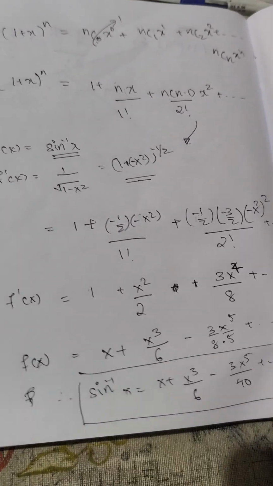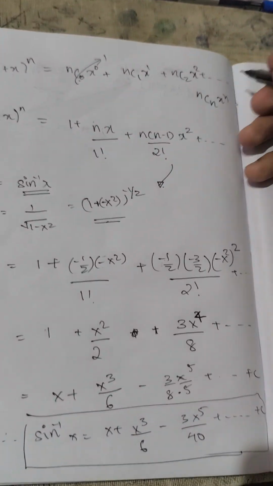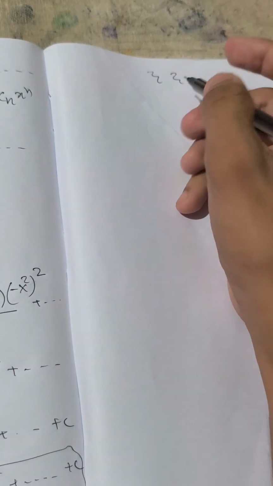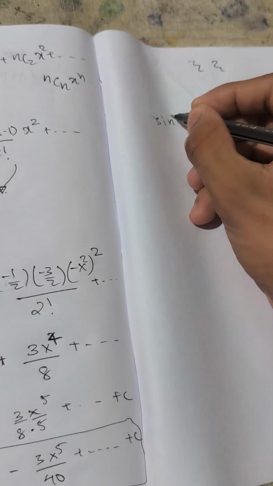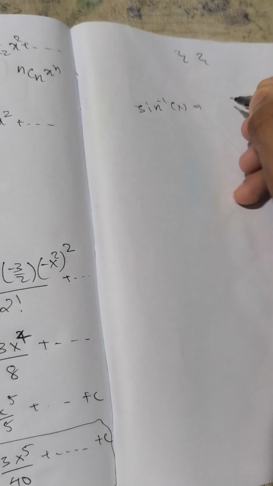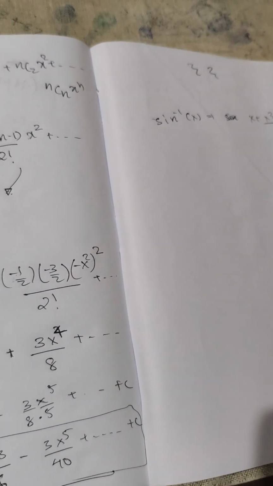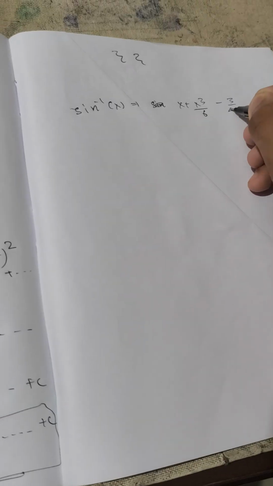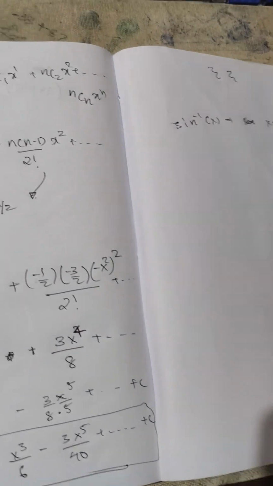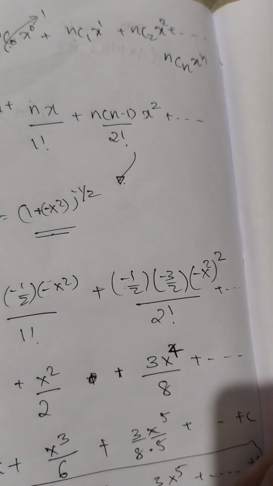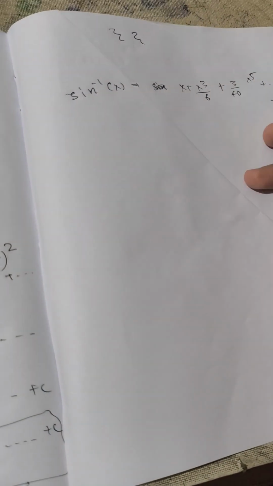Okay, now to figure out what this plus c is, you can just put the values into the function. You know that sine inverse of x, this is the function, right? Sine inverse of x, we got that as x plus x cubed by 6 plus 3 by 40 x raised to 5. So it's not minus, this is plus, my bad. Plus this all the way up to plus c. These are all terms of x.